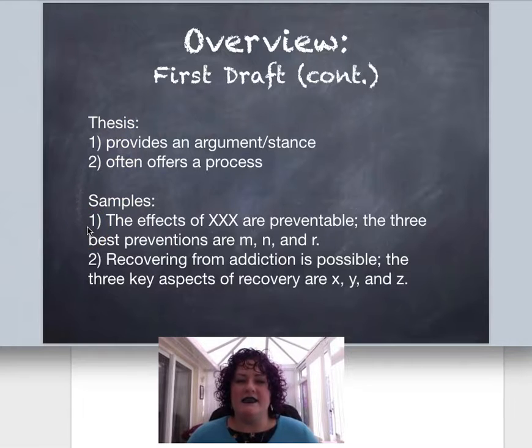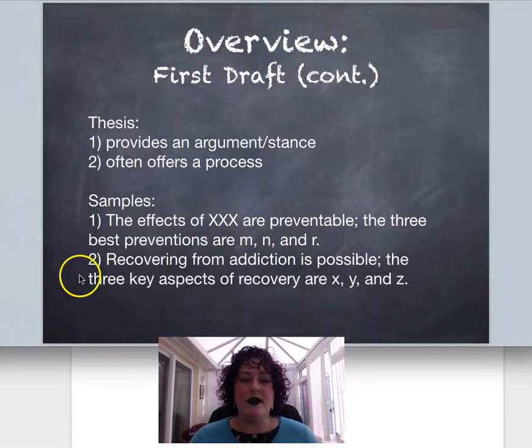Some samples, some ideas. So we would say possibly the effects of whatever our particular topic is are preventable. Then I have my semicolon leading to my process sentence. The 3 best preventions are, and then I'm going to spell them out in 3 mirrored elements. What about this one? Recovering from addiction is possible. So that would be the statement I am making. I'm saying that it doesn't hold someone for life, that they are redeemable in that sense, that they can escape it. So recovering from addiction is possible. The 3 key aspects of recovery are XYZ. And that's me presenting through my paper 3 specific elements that I think are the most important.